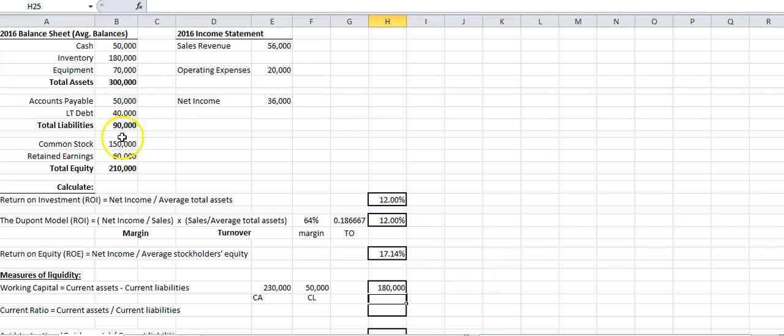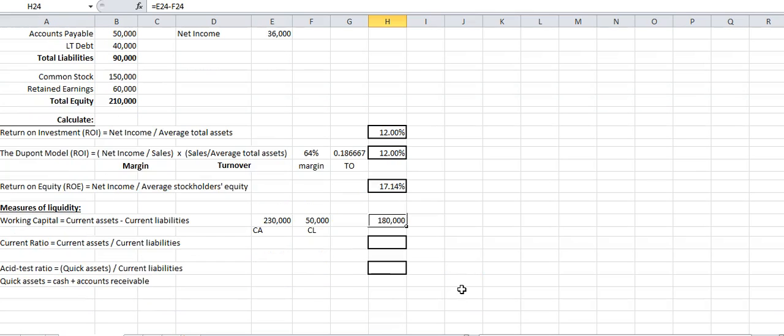If I am to pay off all my immediate liabilities, which in this case would be only accounts payable, I still have 180 in current assets, so I'm fairly highly liquid. Okay, the current ratio is very similar to the working capital, but they use a ratio instead of one minus the other. So it's very simple. All you do is use a ratio. Current assets divided by current liabilities.